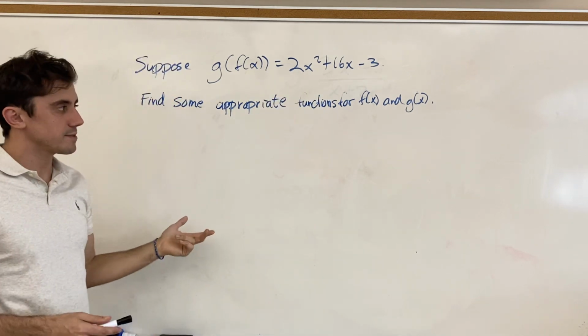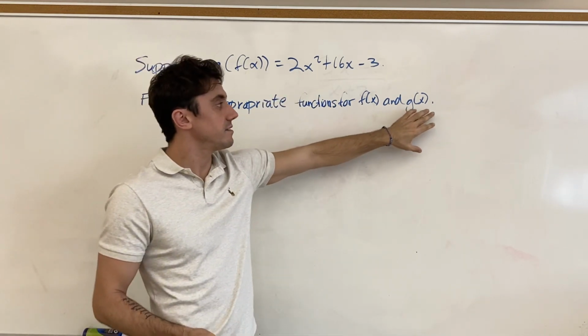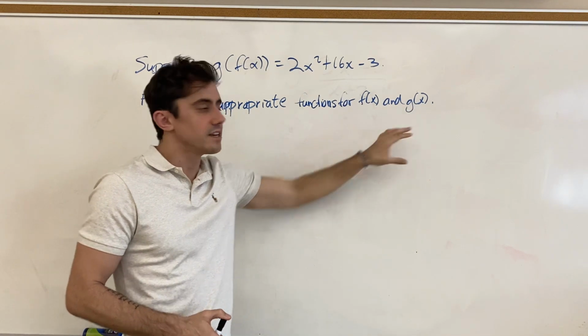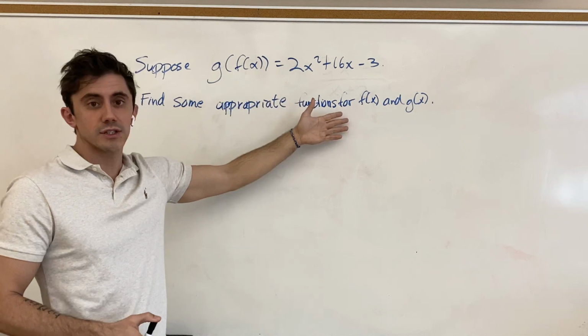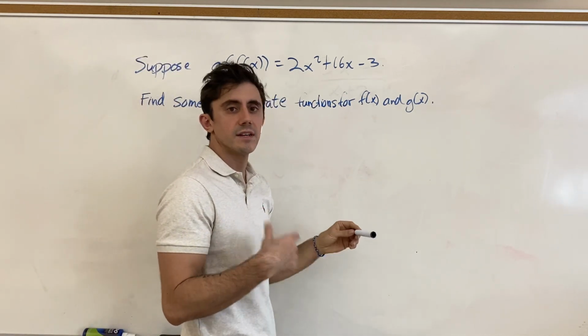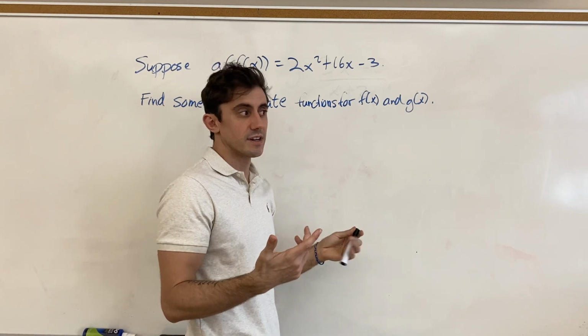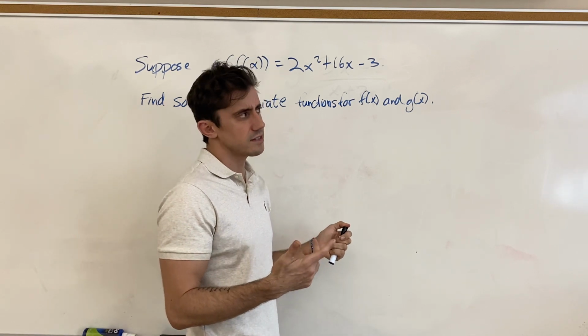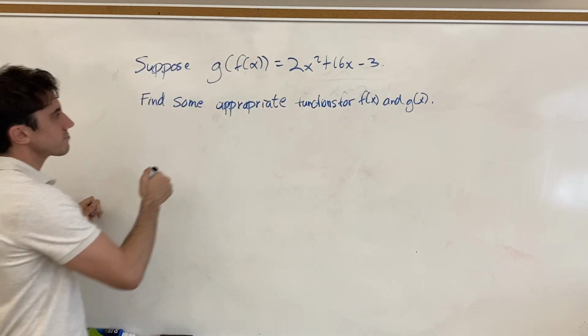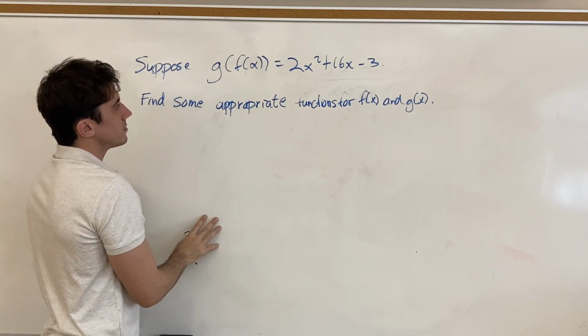Now, I have to preface this by saying there exists an infinite number of possibilities for f of x and g of x, right? We're just tasked with finding one such pair of functions, okay? We can talk through a few of the possibilities, but you'll see that there does exist infinitely many, okay? So, first of all, we can write this.